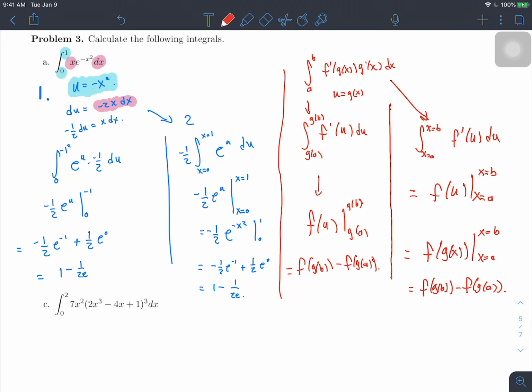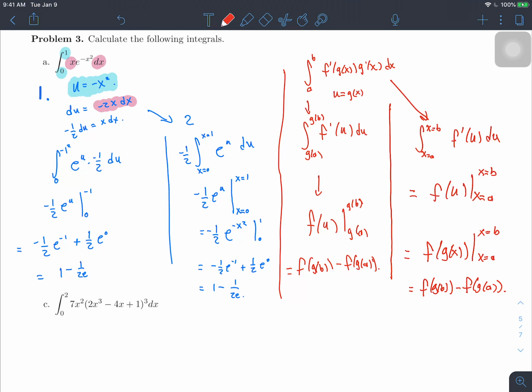Do you want to do a little bit of work up front and change the bounds of integration so that you can just finish the integral using u? Or do you want to just leave the bounds as they are, do the u substitution, switch everything back to being in terms of x, and then plug in? Okay, so it's a little bit of an order difference.